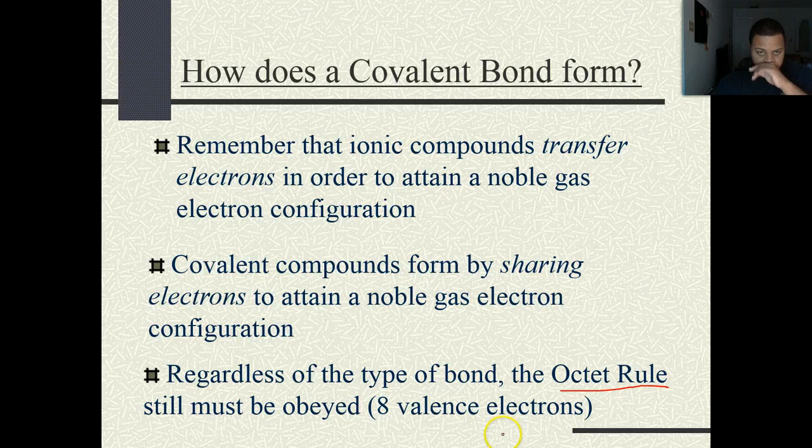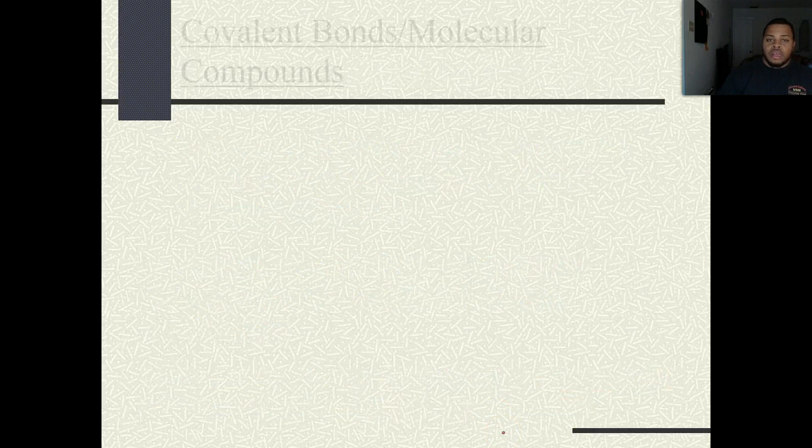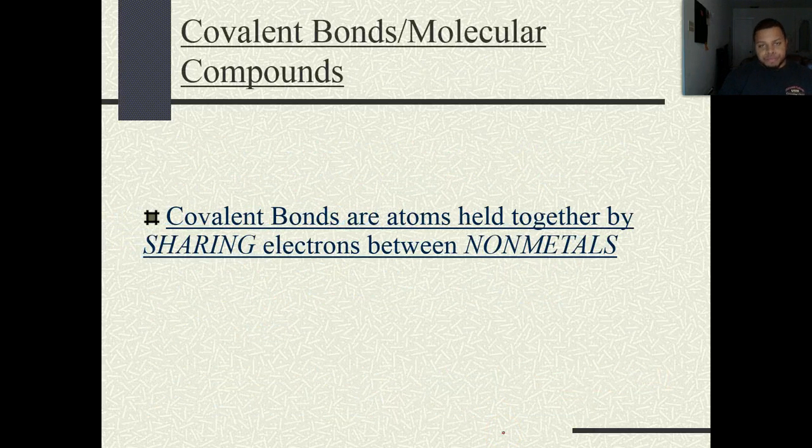So we're going to get started here. Now, covalent compounds or covalent bonds are atoms held together by sharing electrons between two nonmetals. Now, for ionic, we said it was metal and nonmetal. For covalent, it is both nonmetals. So it's going to be a very limited group of elements that we're going to be working with here. But what you're going to see is we're able to make so many more complex compounds just because of the properties that they're going to exhibit.